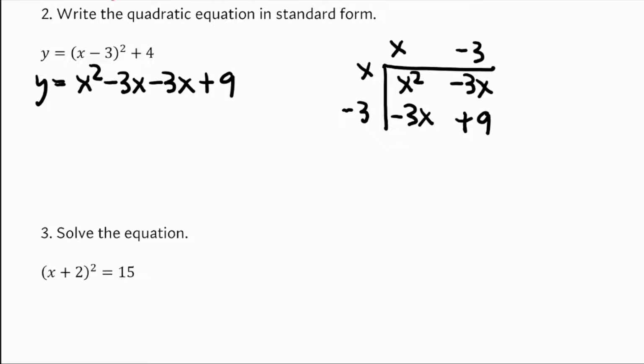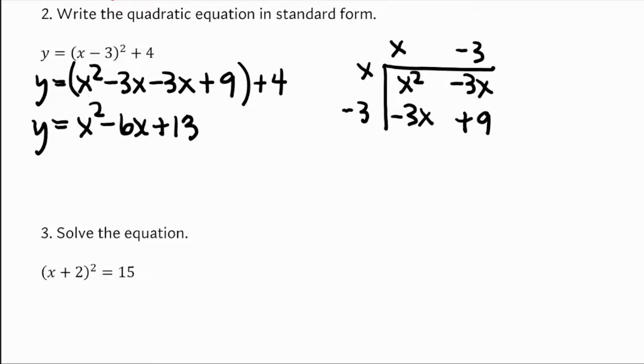Okay, plus 4. Okay, because that was the thing, x minus 3 squared. So now I'm going to have x squared minus 6x, and then plus 9 plus 4 is plus 13. Alright, that's our answer. That's in standard form.